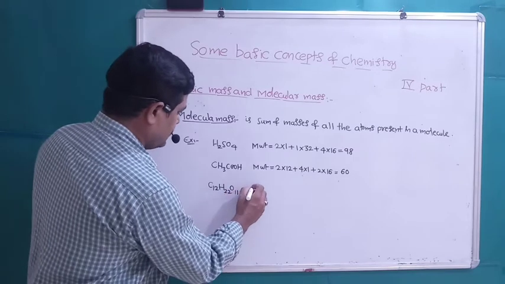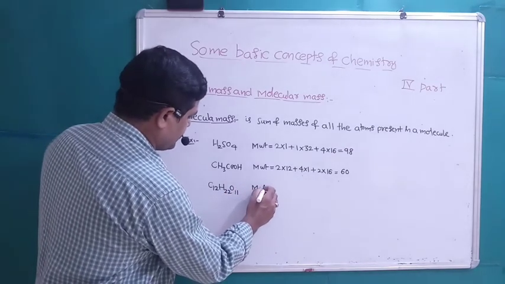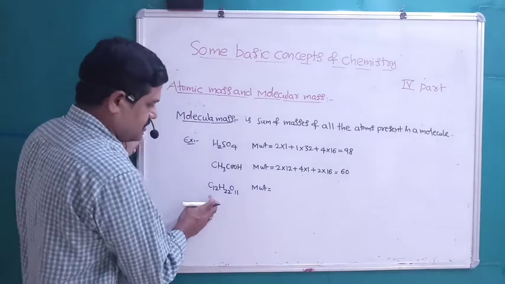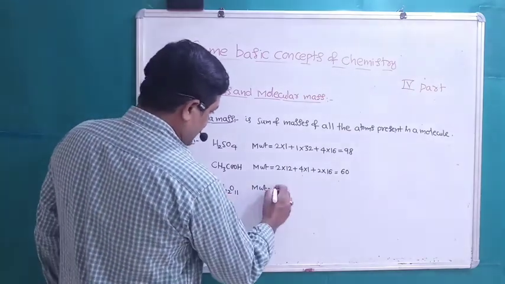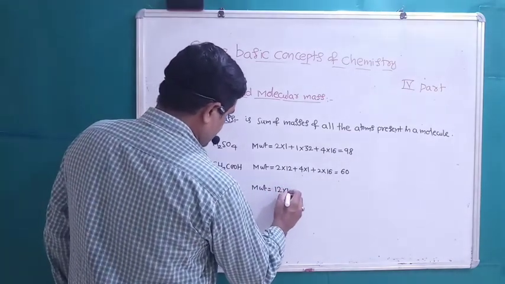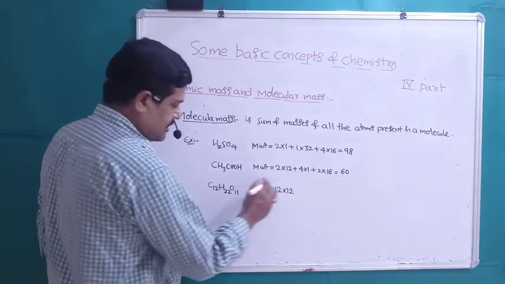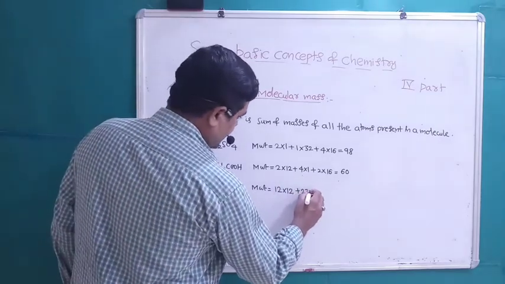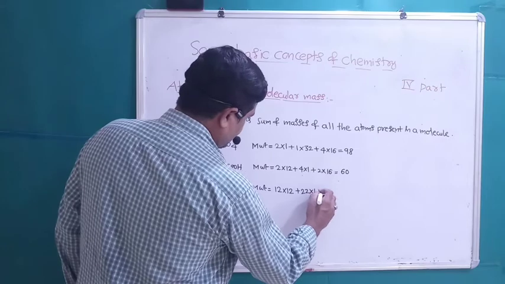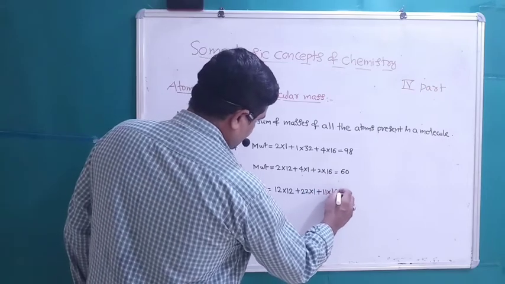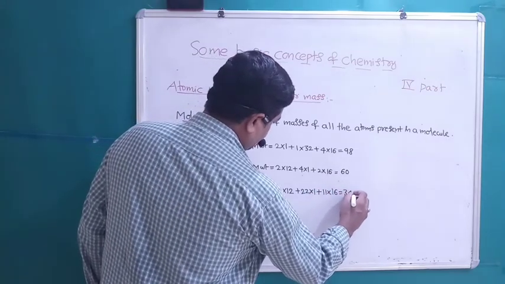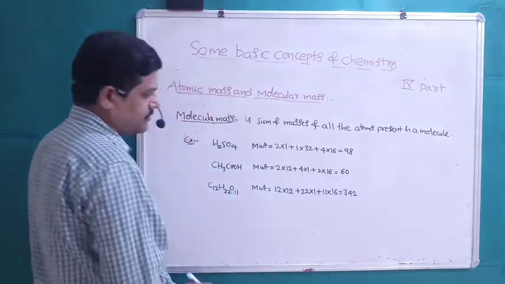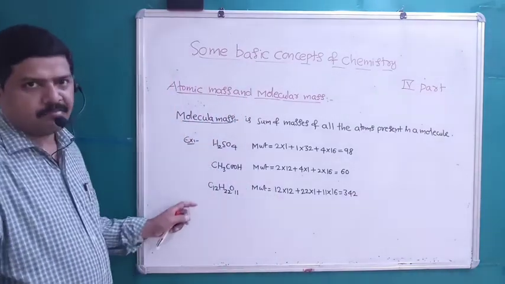If it is sucrose, C12H22O11, right? So the molecular weight of sucrose, cane sugar: carbon is 12 atoms, 12 into 12 is the atomic mass of the carbon, plus 22 hydrogens, 22 into 1, plus 11 into 16. You will get this as 342. The molecular weight of sucrose is 342.